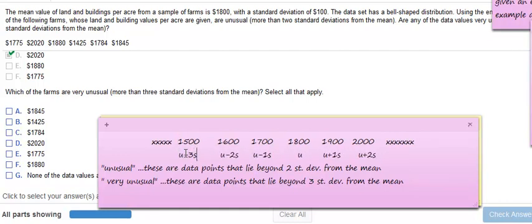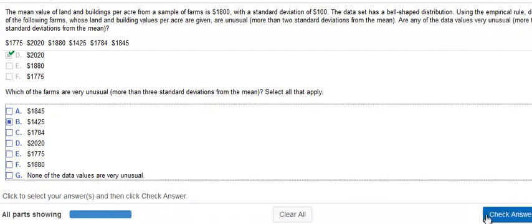Keep everything lined up in our chart here. And then if we went up above the mean, three standard deviations above the mean would be 2100 and above. So if we're looking for very unusual data points, we're looking for values that lie outside of the window 1500 to 2100. So let's see. This data point here, B, which is 1425, that certainly lies outside of that window. And that looks like the only one, so we'll click that.